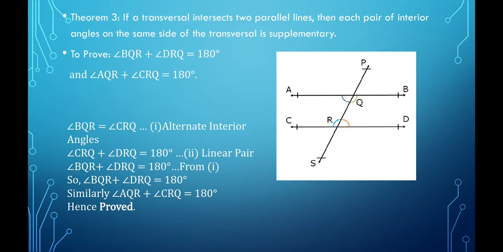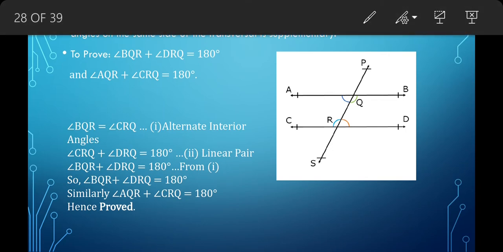Theorem 3. If a transversal intersects two parallel lines, then each pair of interior angles on the same side of the transversal are supplementary. It means we have to prove that if two lines are parallel and a transversal intersects the two parallel lines at two distinct points, then the pair of interior angles formed, which are called co-interior angles, are supplementary. Means the sum of the angles will be 180 degrees.